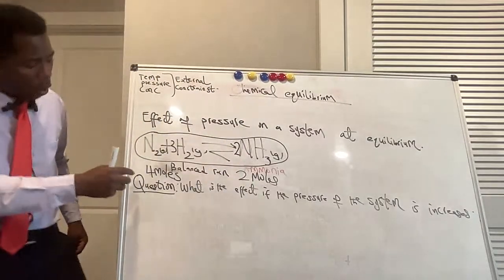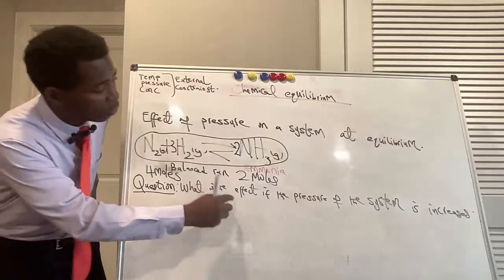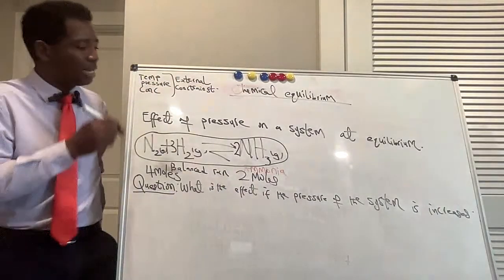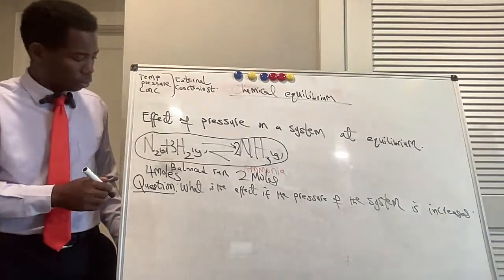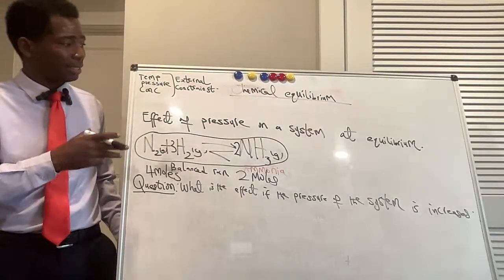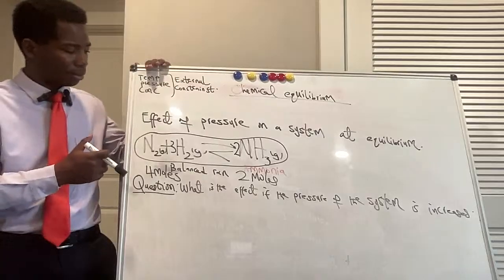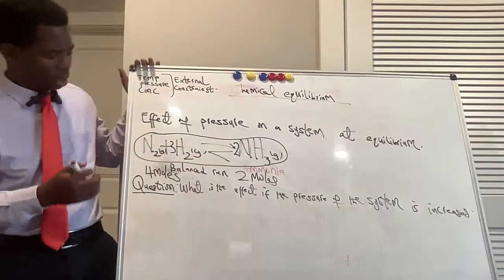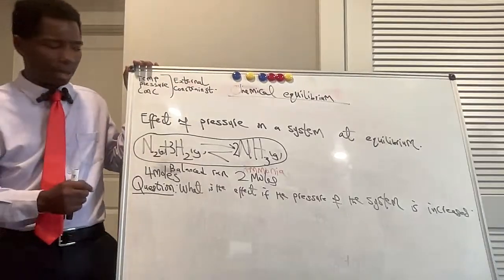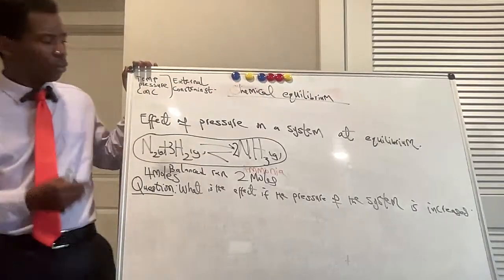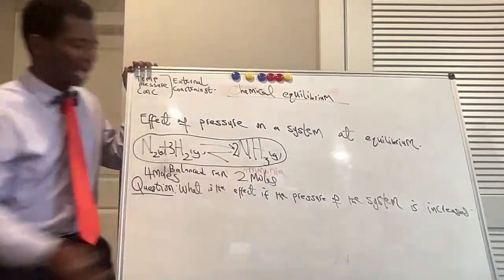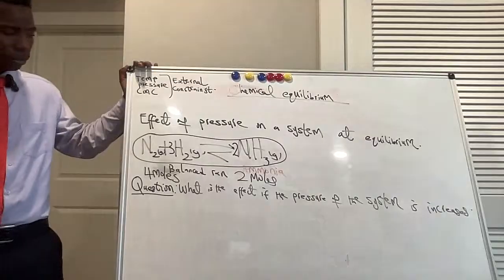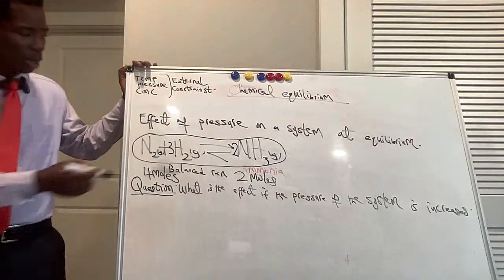So in this question, what is the effect if the pressure of the system is increased? What happens is that when you increase the pressure of the system, it favors the side with fewer moles. Our product side has fewer moles, therefore ammonia will be produced.